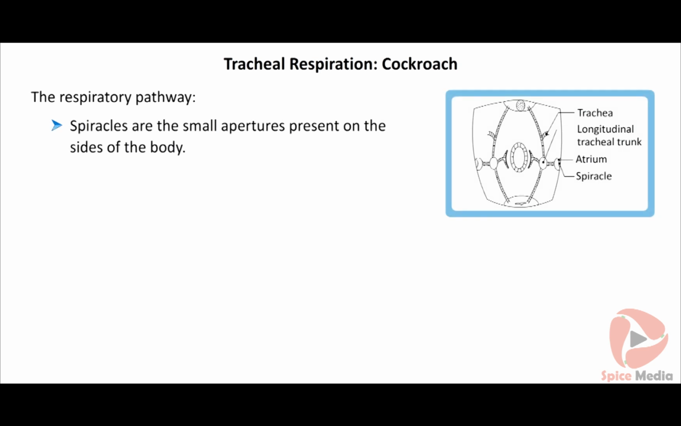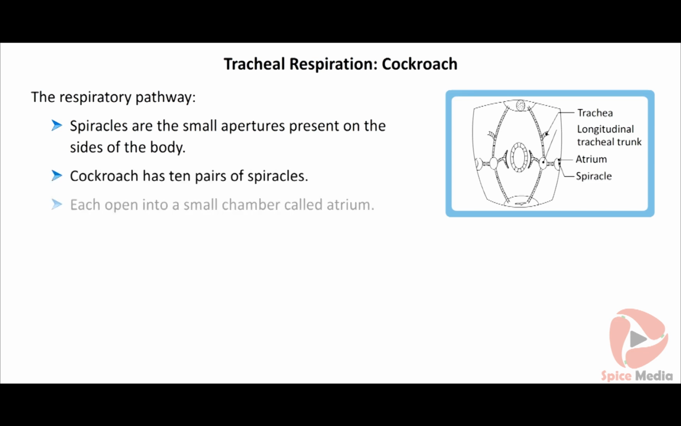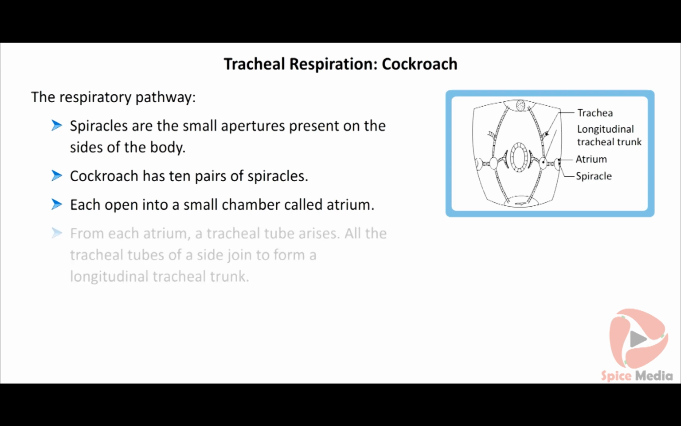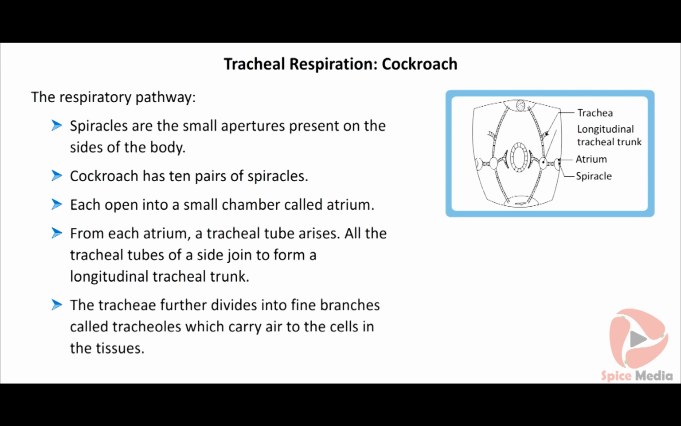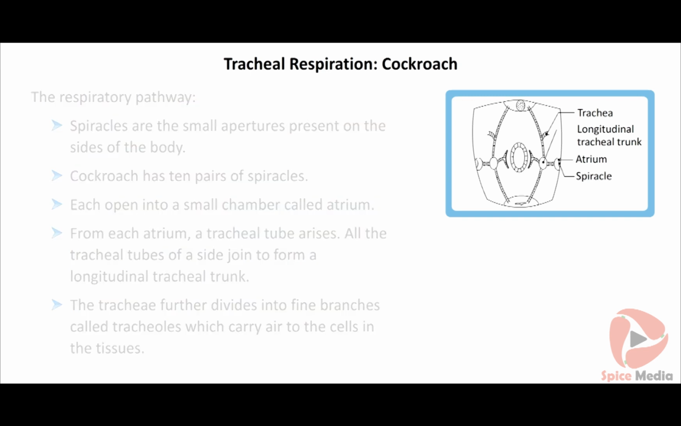Spiracles are the small apertures present on the sides of the body. Cockroach has 10 pairs of spiracles, each open into a small chamber called atrium. From each atrium, a tracheal tube arises. All the tracheal tubes of a side join to form a longitudinal tracheal trunk. The trachea further divides into fine branches called tracheoles, which carry air to the cells in the tissues.